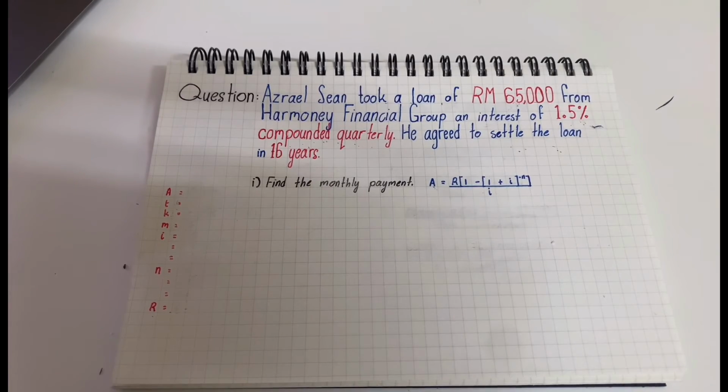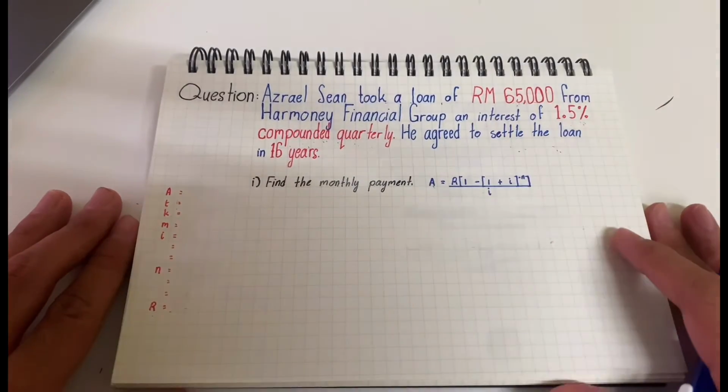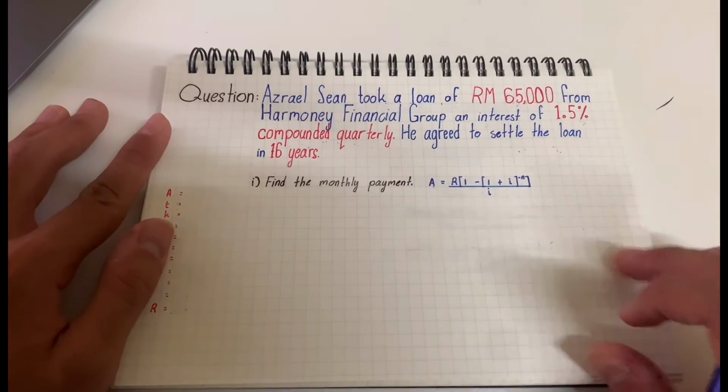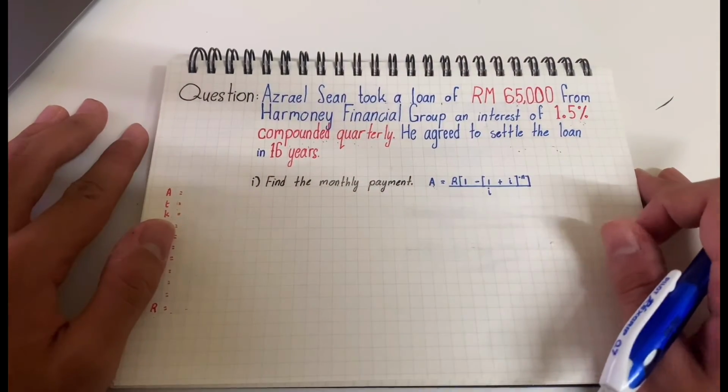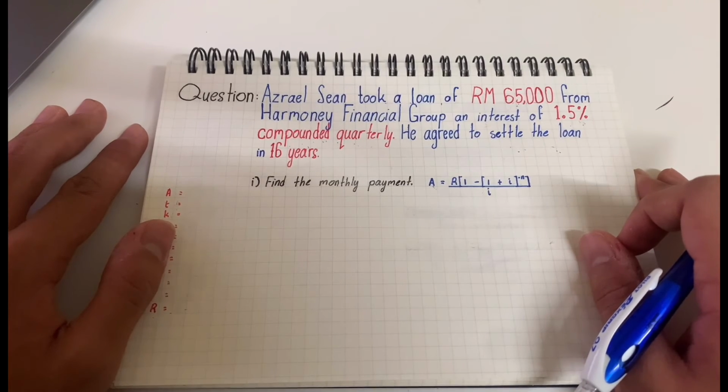Hi, back to me, Muhammad Hakim bin Muhammad Nazir. We present to you also Chapter 3, Results and Interpretations. So, let's go. I was provided the first situation where we need to read the question very carefully, because from the question you can get marks. So, let's begin. Azrael Sin took a loan of 65,000 ringgit from Harmony Financial Group at an interest of 1.5% compounded quarterly. He agreed to settle the loan in 60 years.